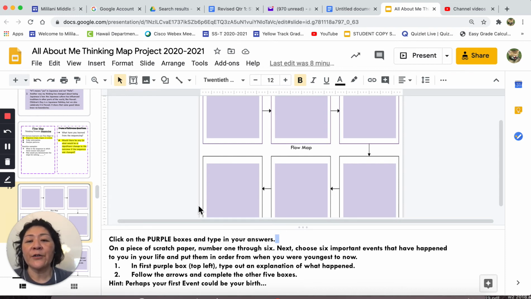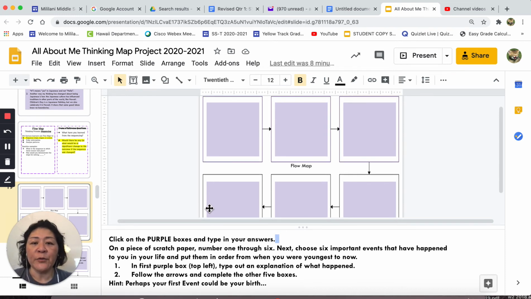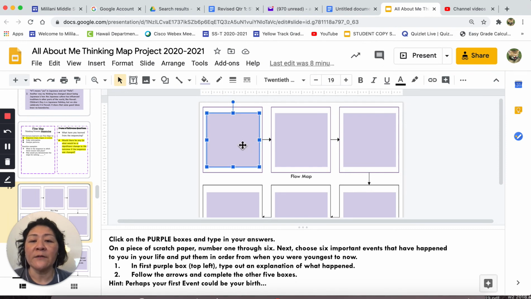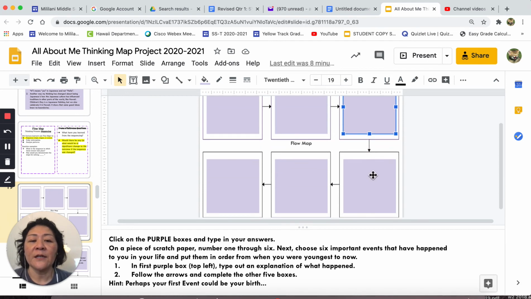So you're going to need a planning page. I didn't provide one for you, but you can just write it on a piece of scratch paper. If you notice, there are 6 boxes, and each box represents an event. It starts up here, and if you follow the arrows, this is the first thing, here's the second thing, here's the third, down here's the fourth, then you follow the arrows, 5th, and then the 6th thing. Okay, so that would be the order you're going to put them in.